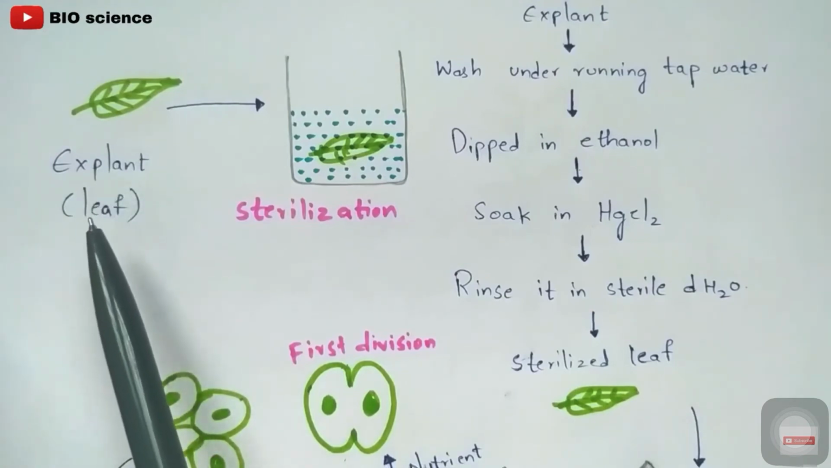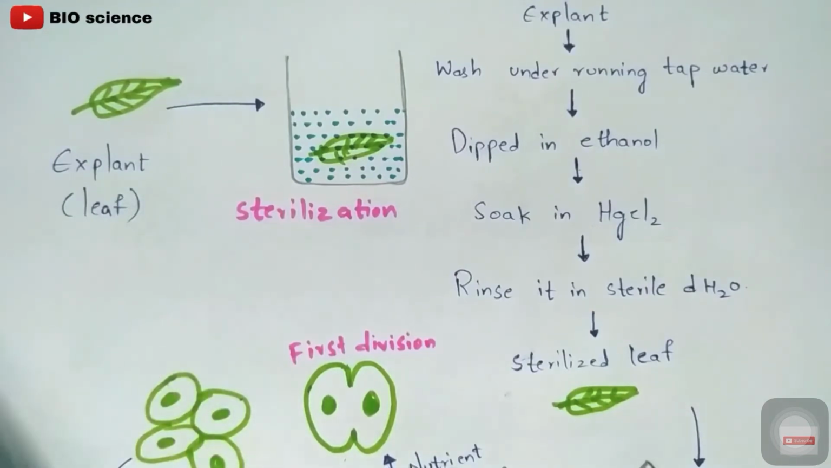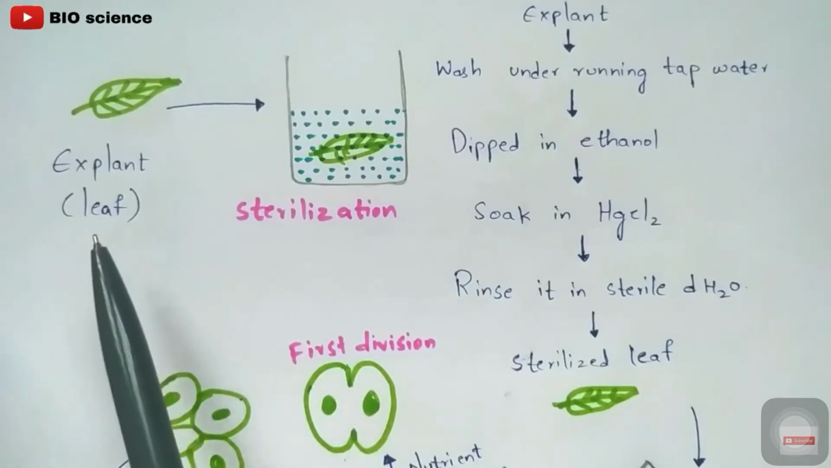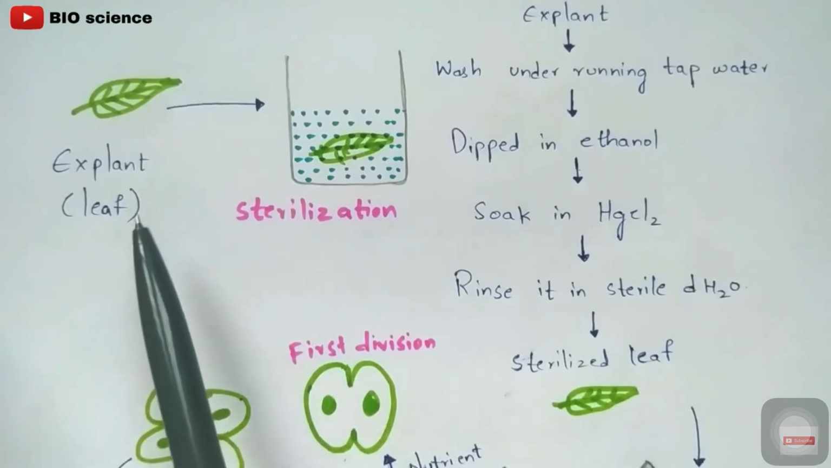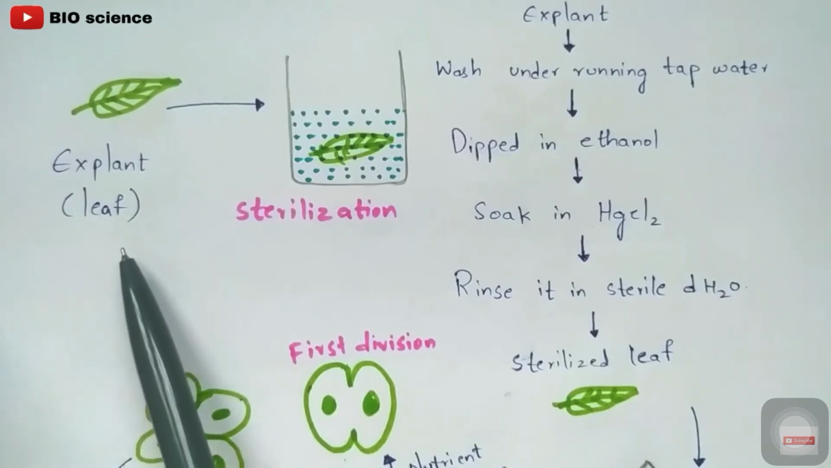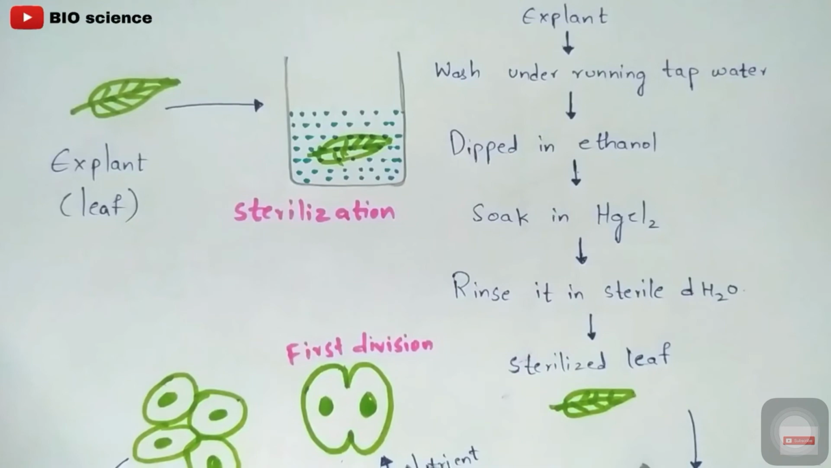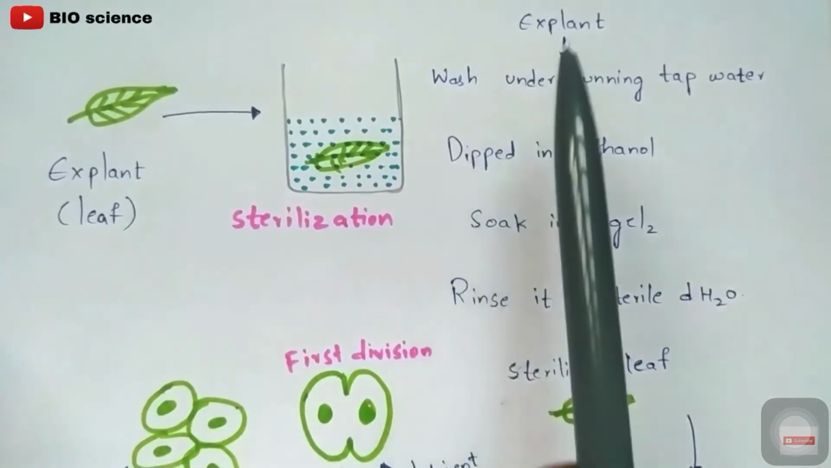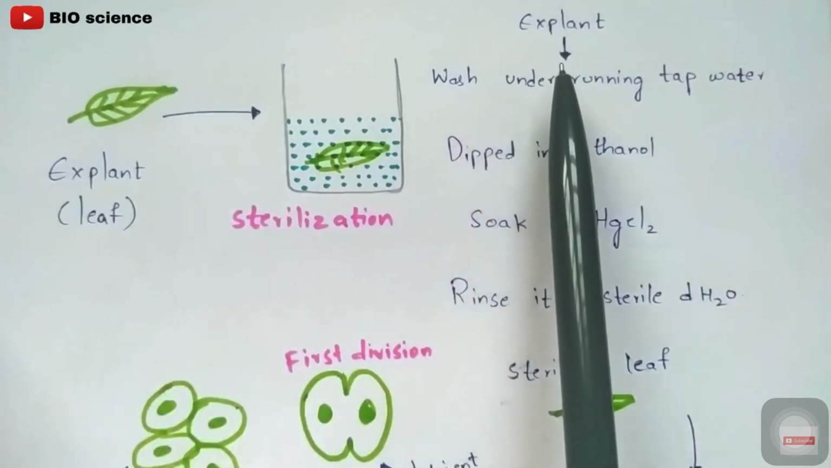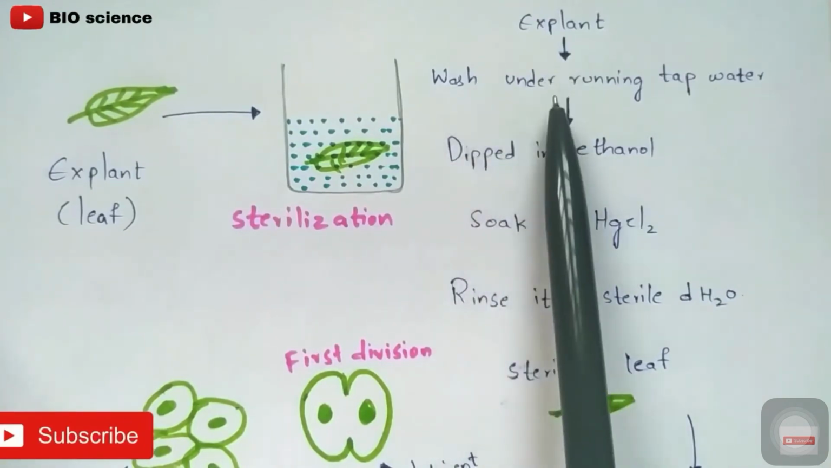in this experiment. Now you are going to take this leaf and sterilize it. The process of sterilizing this leaf is called sterilization. So how are you going to perform the sterilization process? Firstly, you are going to take that explant. Explant is nothing but the leaf which we have already chosen. And now this explant should be washed under running tap water.